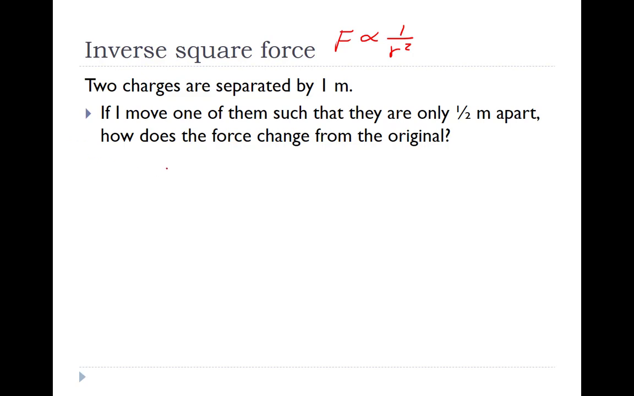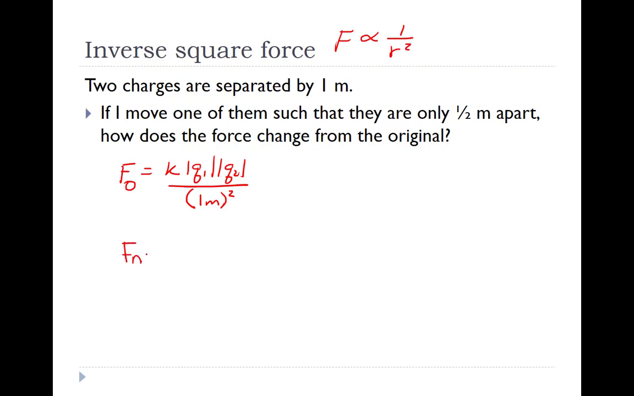So 2 charges are separated by 1 meter. I don't give you what the charges are because it doesn't matter for this problem. What I do know is that the force between those 2 charges is going to look like this. F equals K times those 2 Q's divided by 1 meter squared. And I'm going to give this a subscript of O for original. That's not a 0. It's an O for original.